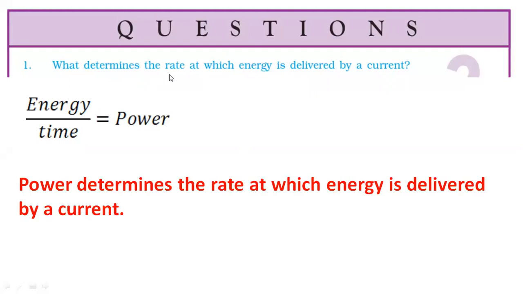Very simple. All we did was we converted this rate to time. We put that energy on the numerator side and we got our answer, because energy by time is nothing but power. So power determines. Take a screenshot of this. That's your final answer.